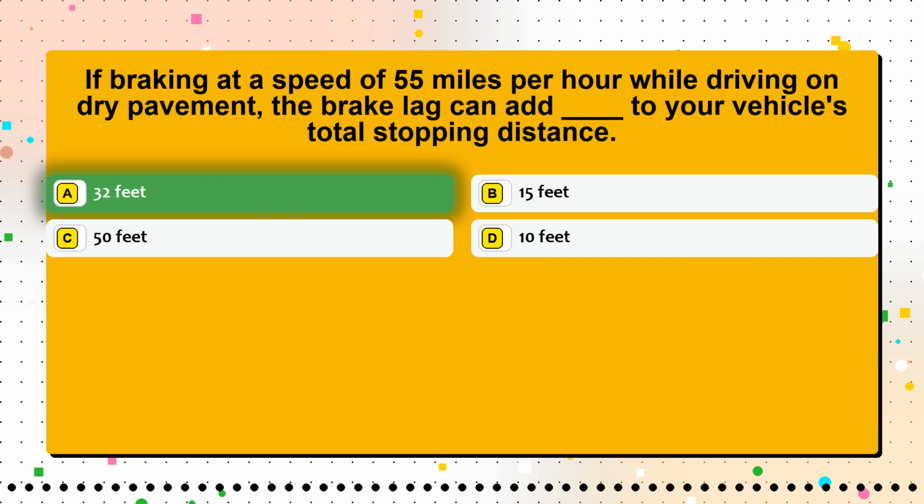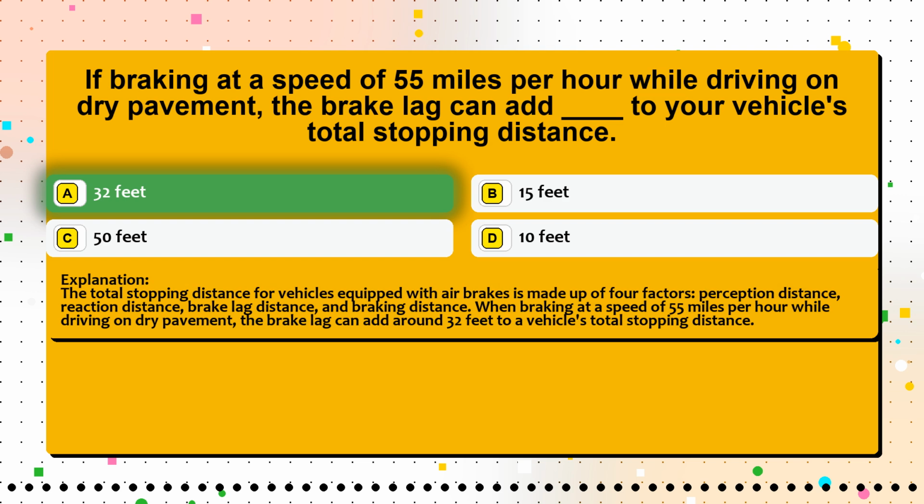The correct answer is option A. 32 feet. The total stopping distance for vehicles equipped with air brakes is made up of 4 factors: perception distance, reaction distance, brake lag distance, and braking distance. When braking at a speed of 55 miles per hour while driving on dry pavement, the brake lag can add around 32 feet to a vehicle's total stopping distance.